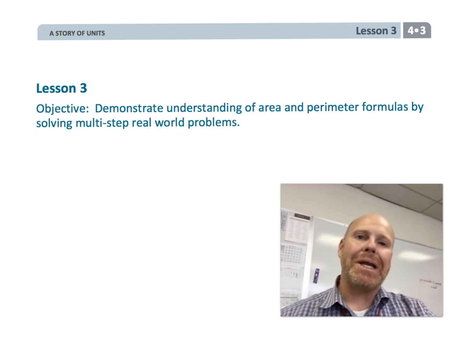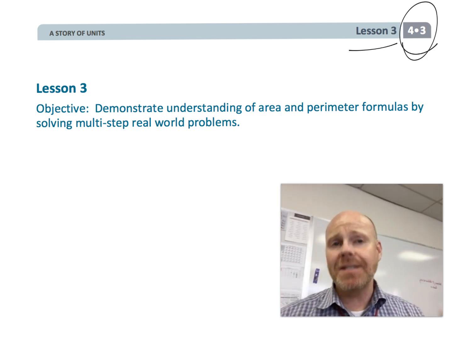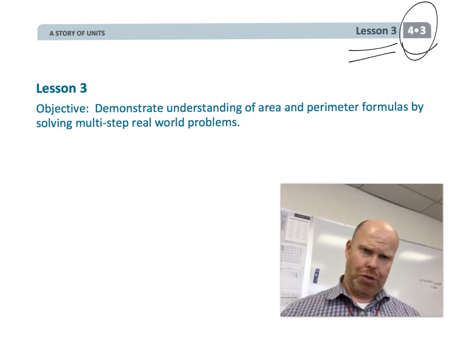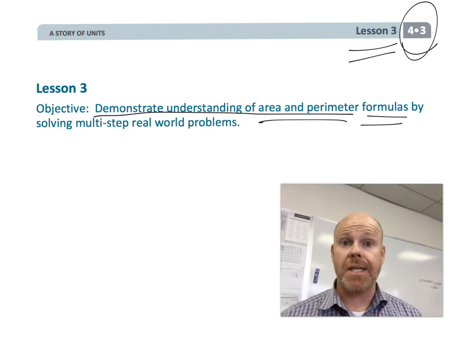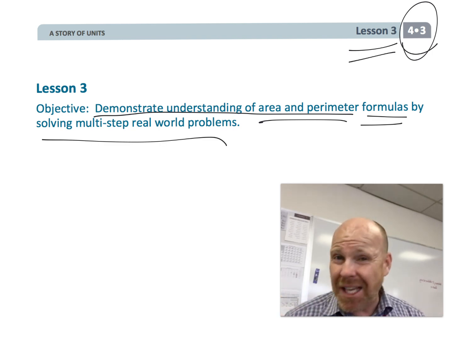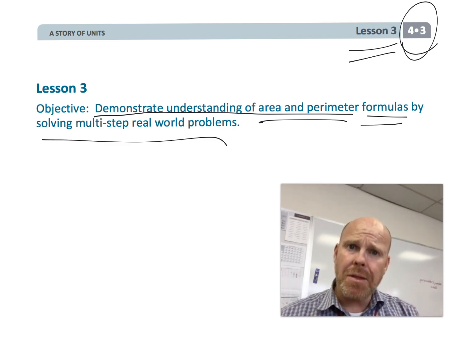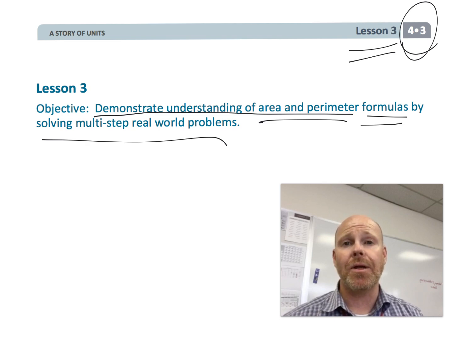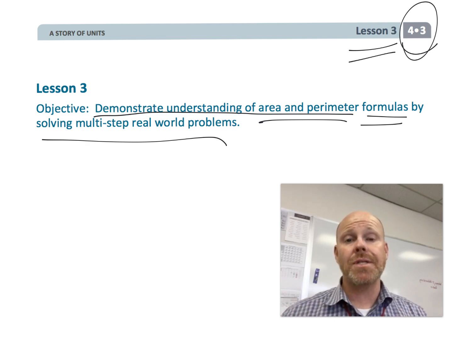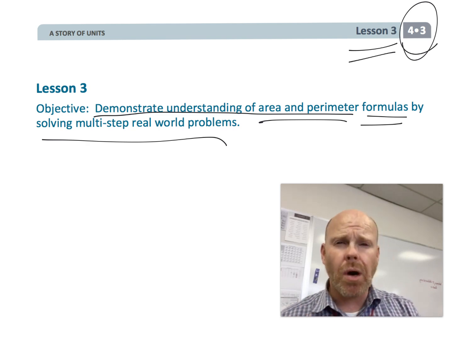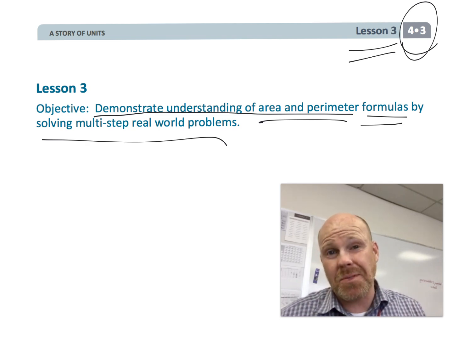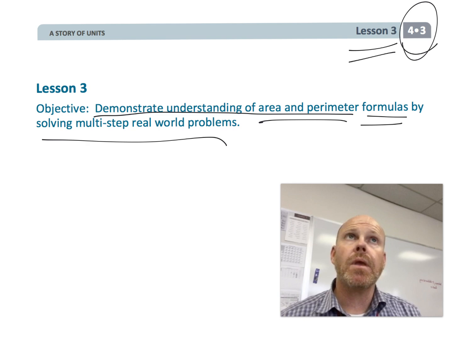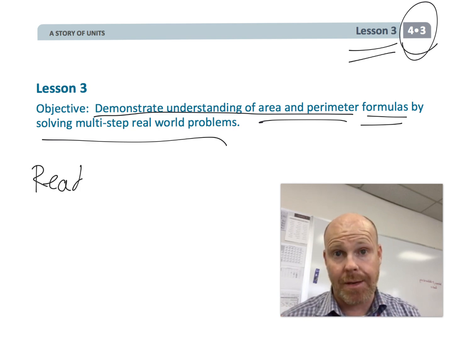All right, this is 4th grade, Module 3, Lesson 3, and in this lesson, we're going to be demonstrating our understanding of area and perimeter formulas by solving multi-step word problems. Basically, this is a fancy way of saying we've spent the previous 2 lessons talking about area and perimeter. Let's make sure our students understand not only what area and perimeter are, but how to apply them to real-life problems, word problems.